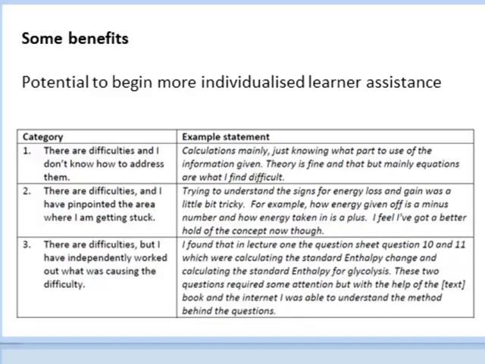And the third type of student is someone who has independently worked through their difficulty. This student could be directed to further reading or more difficult or abstract problems.